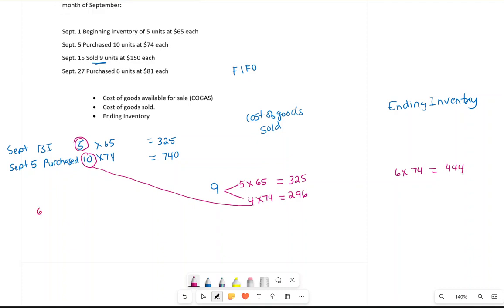My purchase is for September the 27th. We have 6 units at 81. We purchased an inventory. How much inventory did we purchase? We purchased 6 units at 81, gives you 486, and then we didn't sell any, so that is still left to be sold, and that will be part of my ending inventory. If I add these two numbers, that will be called my ending inventory.